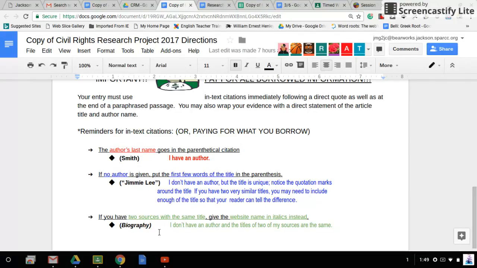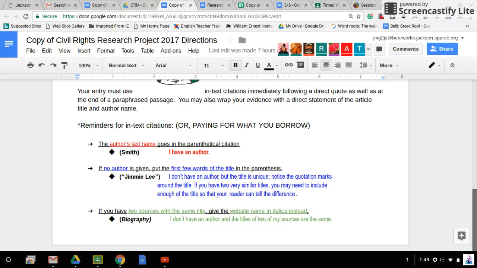If you have 2 sources with the same title, and that happens often when we're looking up specific people, for instance, like Rosa Parks, then you use the name of the website in italics instead in the citation so that we can tell the difference between one source with the same name and the other.